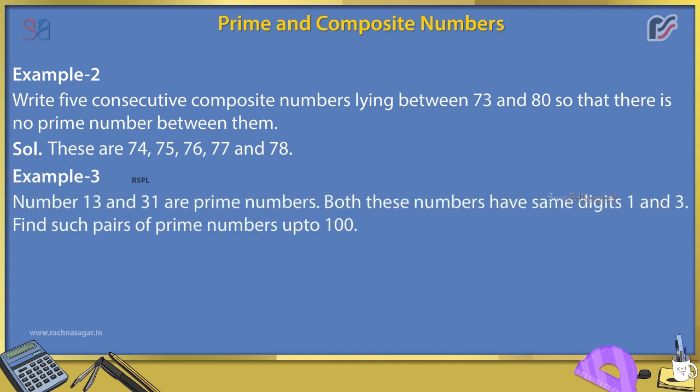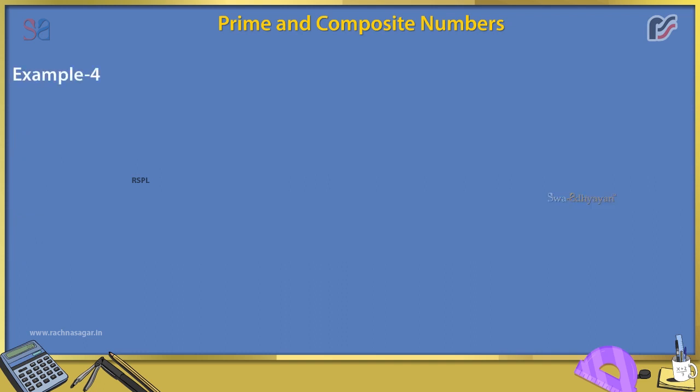Example 3. The numbers 13 and 31 are prime numbers. Both these numbers have the same digits 1 and 3. Find such pairs of prime numbers up to 100. Solution. 37, 73; 17, 71; and 79, 97 are three such pairs.